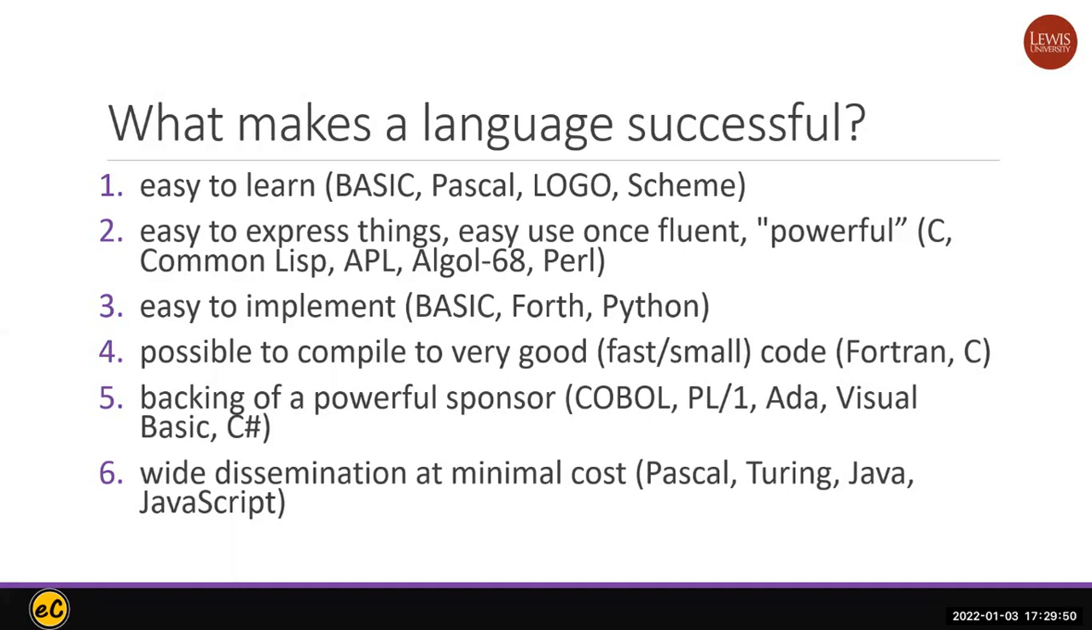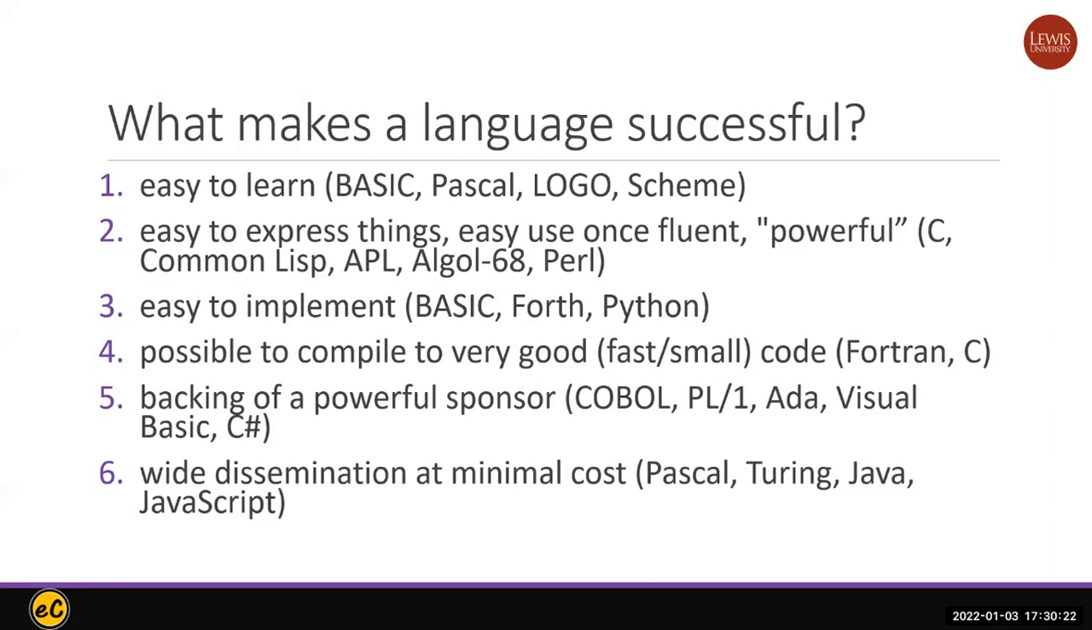Also, you must make it easy to express your ideas. So easy for a programmer to become fluent in that language. So C language, Common Lisp, these languages are popular because they are easy to express things. And then also easy to implement. Don't take too much effort to write the compiler. And then possible to compile very good code. Very good code means high performance, small and fast.